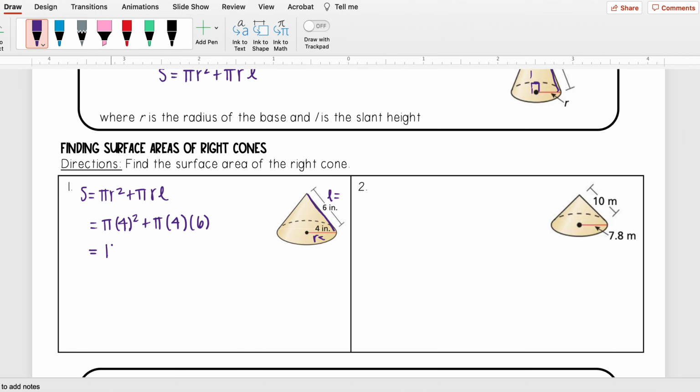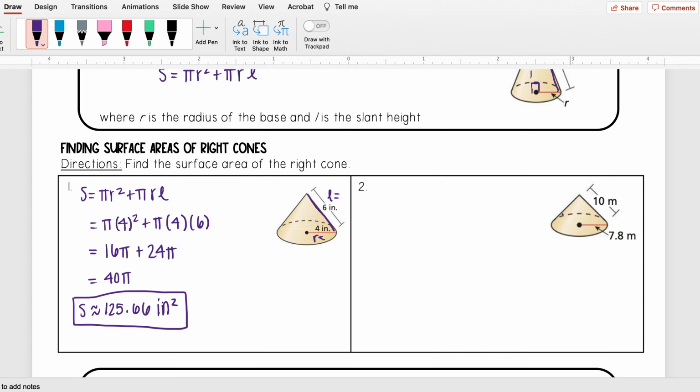4 squared, I get 16 pi, plus 4 times 6 is 24, plus 24 pi. 16 plus 24, I get 40 pi. And then when I multiply that out, 40 times pi, I get approximately 125.66 inches squared. Here my units are squared because I am finding area.